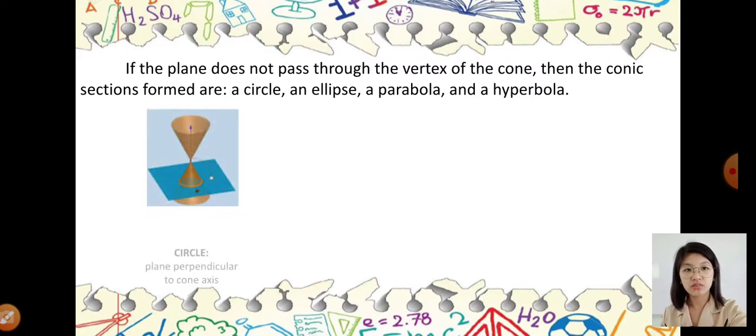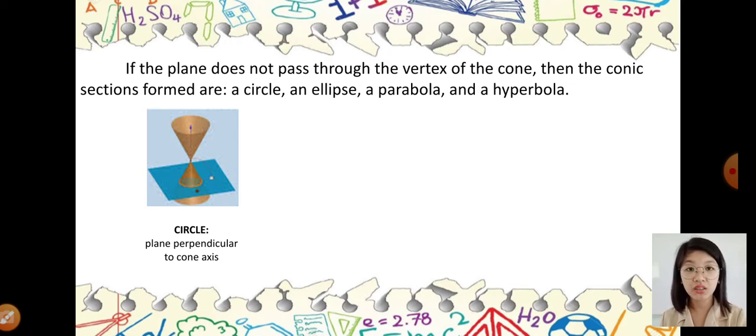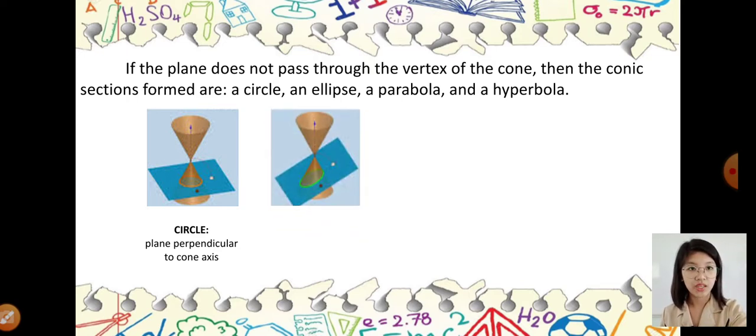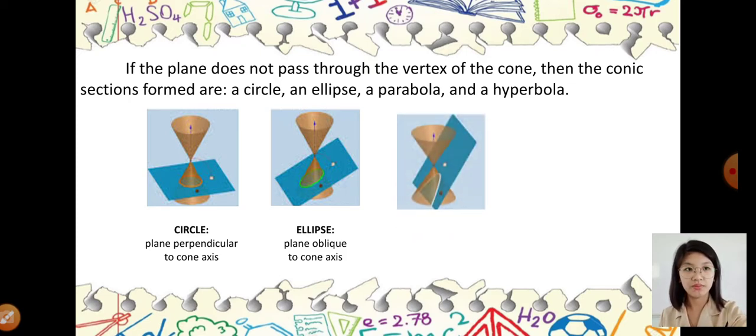So, this one is a circle. Bakit? Because the plane is perpendicular to the cone axis. So, kung mapapansin nyo, when the plane passes through the right circular cone, it forms a circle. Ayan, kung mapapansin nyo dun sa picture. And this one is an ellipse because the plane is oblique to the cone axis. Para siyang paslant na circle.